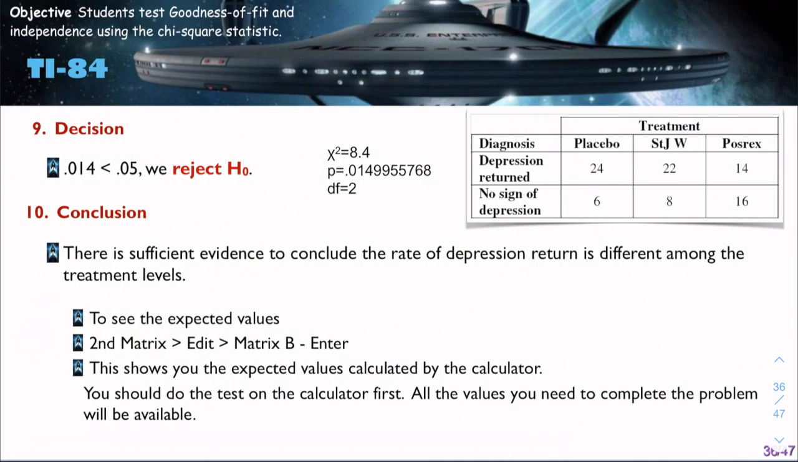So the last thing that you need to do is make a decision when we're doing a hypothesis test. So obviously, if our alpha level or significance level is 0.05, our p-value is definitely lower, so we reject the null hypothesis. My advice to you all, you should do the test on the calculator first, after you've checked your assumptions and conditions. All the values you need to complete the problem will be available to you. So once you have stated your null hypothesis, your alternate hypothesis, checked your assumptions and conditions, then use the calculator and then write down the rest of your steps.